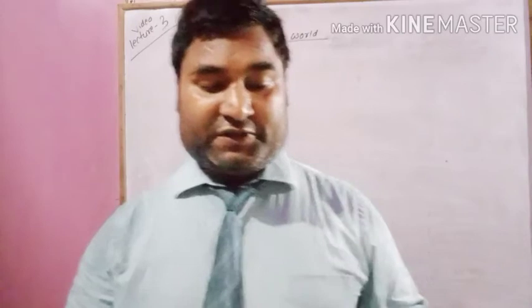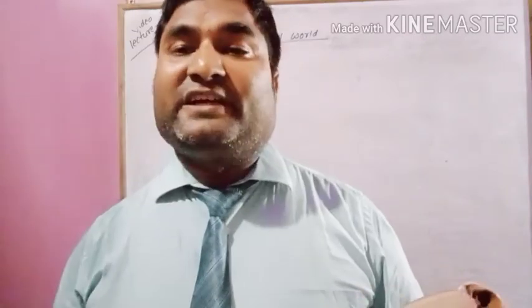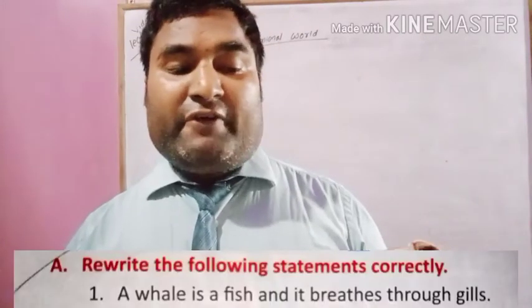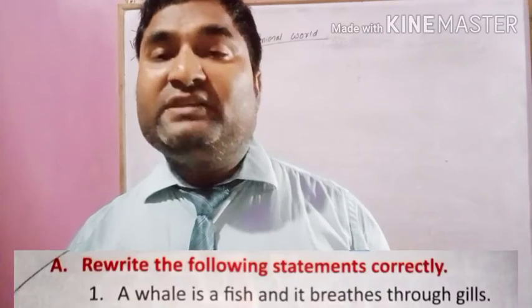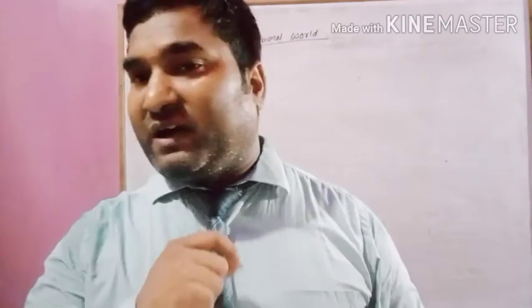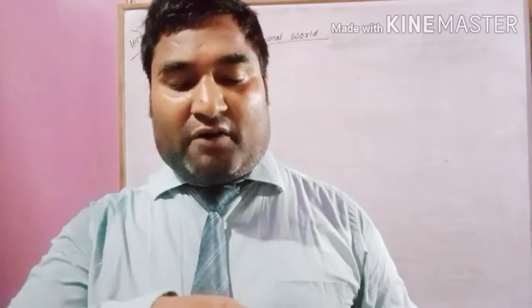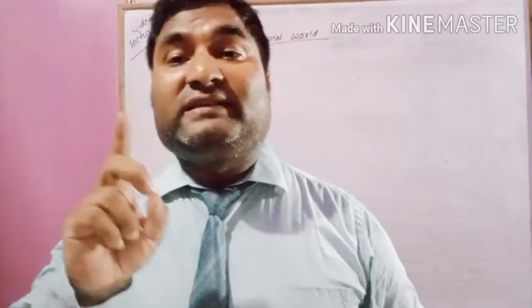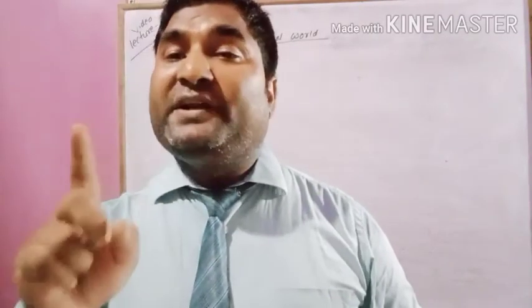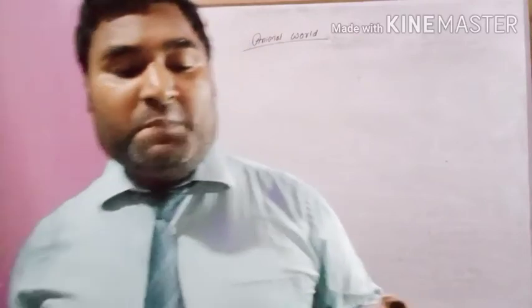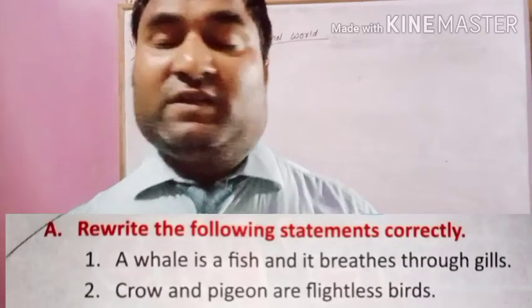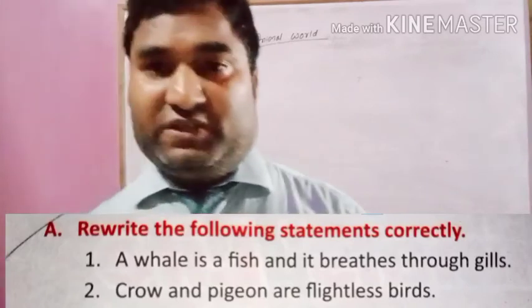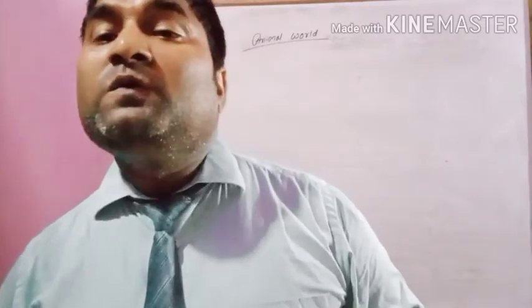Quick assignment. Rewrite the following statements correctly. A whale is a fish and it breathes through gills. If you want to correct this statement, you will write: a whale is a mammal and it breathes through lungs. Crow, pigeons are flightless birds. You can change the organism: emu, ostrich are flightless birds.